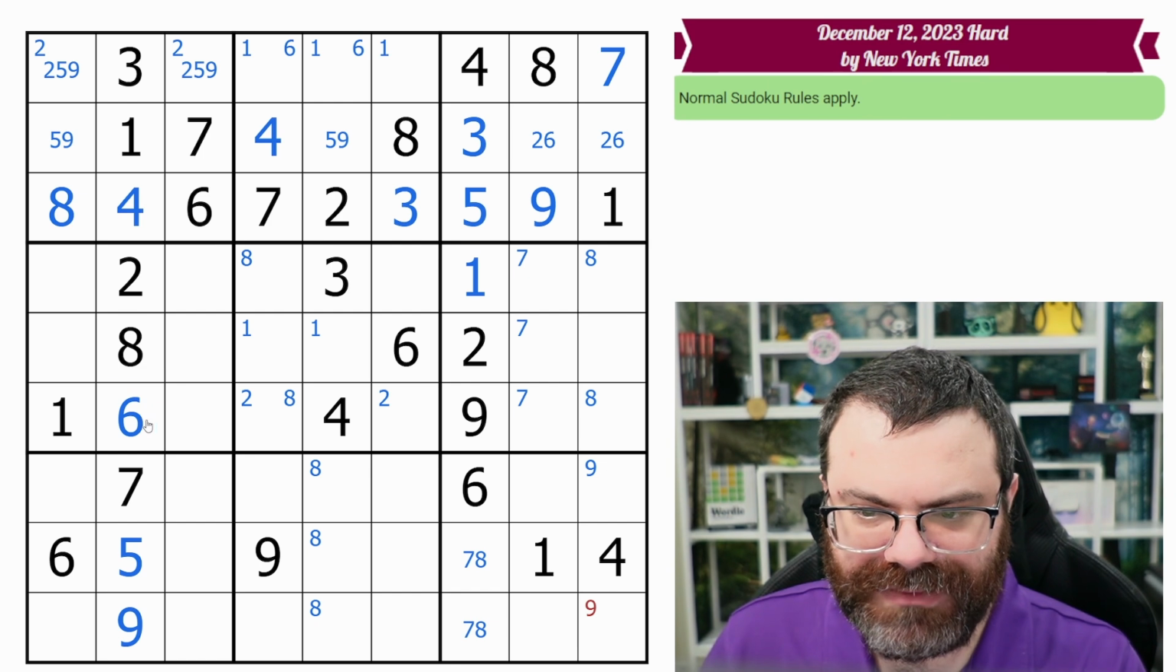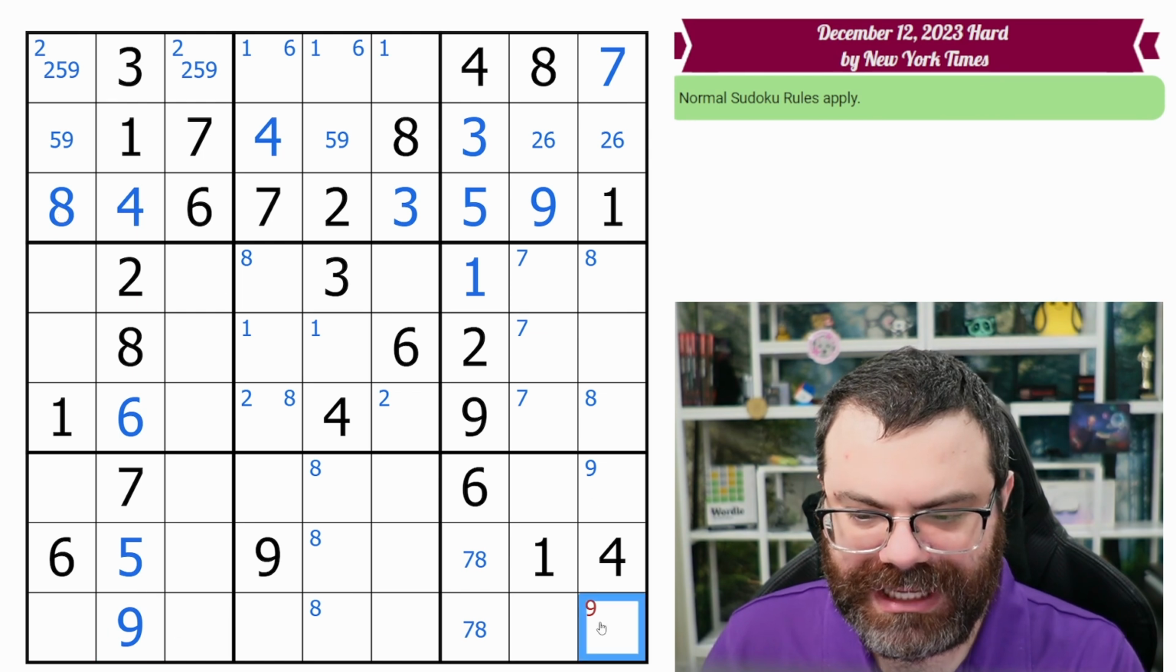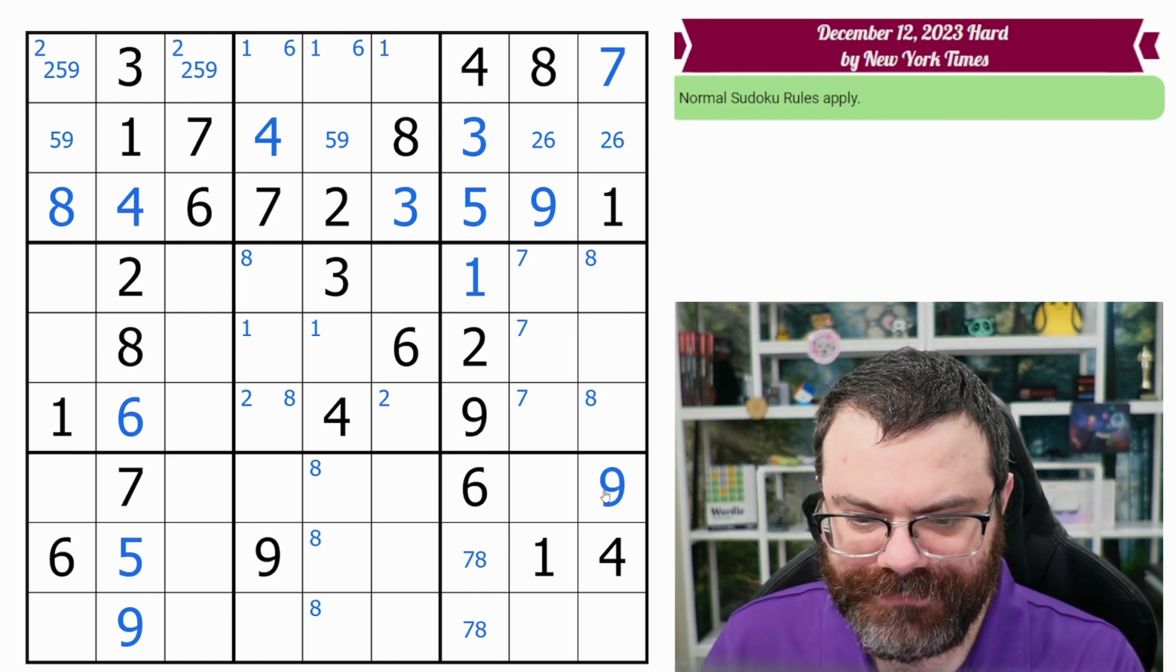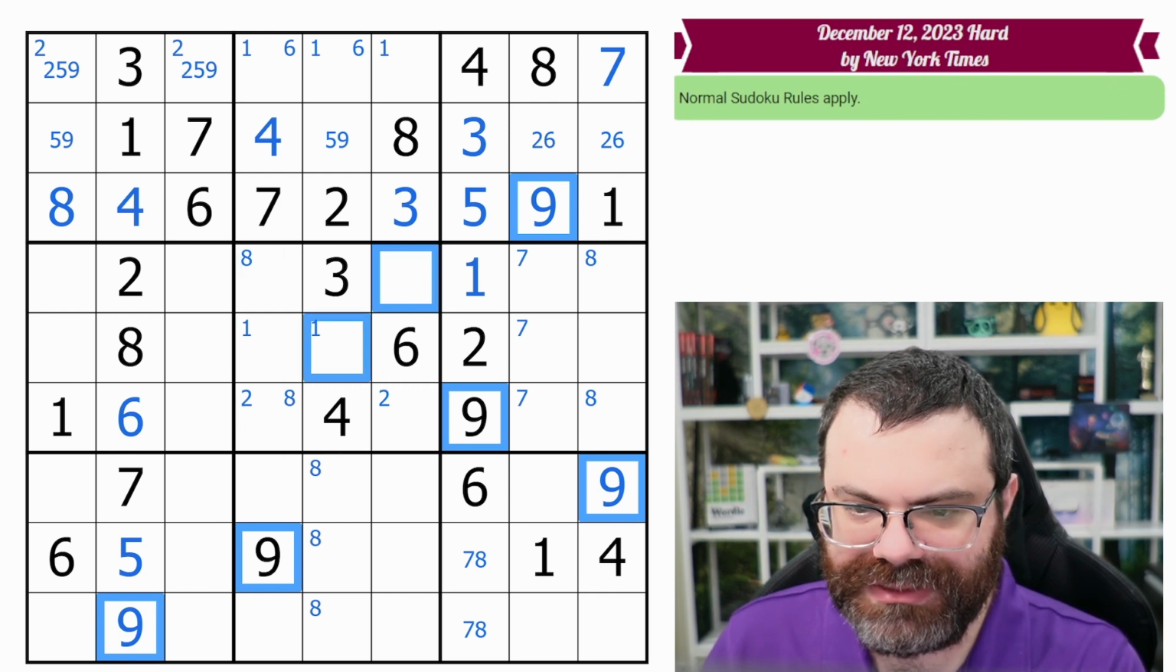Okay, what can I do with... I should look at basically the blue digits, right? The ones that I just got. So, oh, how about this 9 looking over? So there's a 9 there. Are 9s... I thought 9s would be close to done, but... Okay, so these 9s look into here, right? So there's a 9 in one of these two cells.